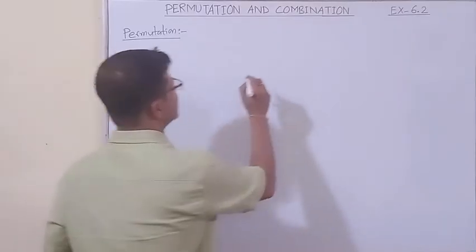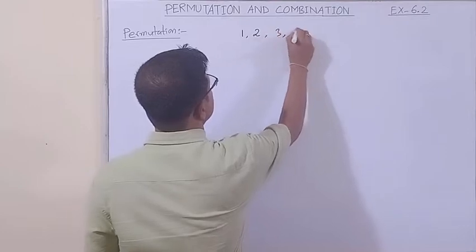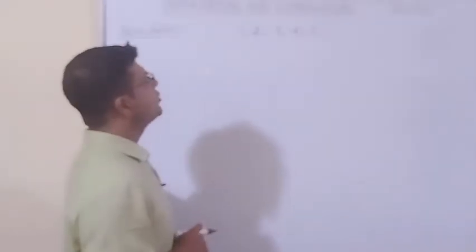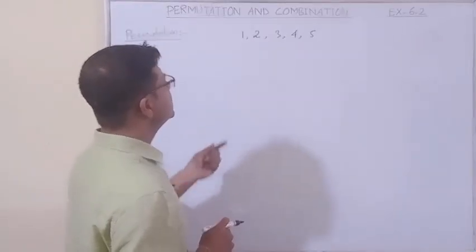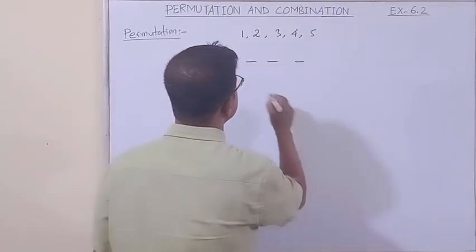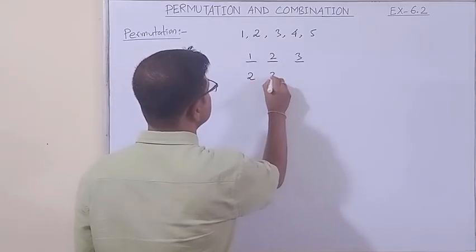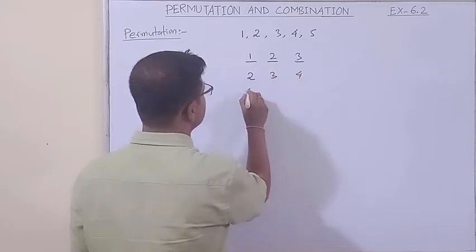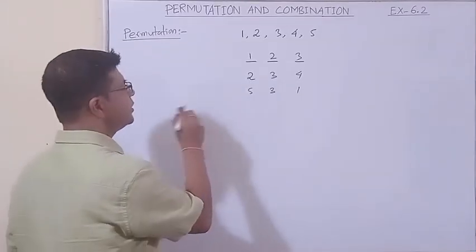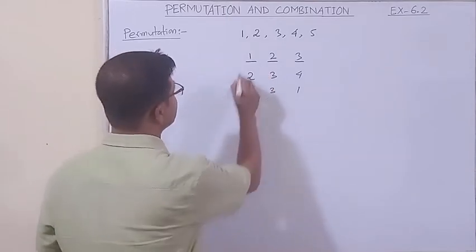Suppose let us take some digits 1, 2, 3, 4, 5. There are 5 digits we have taken. Now without repetition, we have to form the numbers consisting of 3 digits: 1, 2, 3, or 2, 3, 4, or 5, 3, 1. In this way, how many can we get? By the fundamental principle, we can obtain the number of ways as follows.